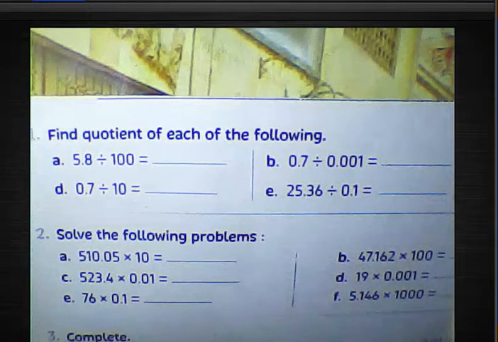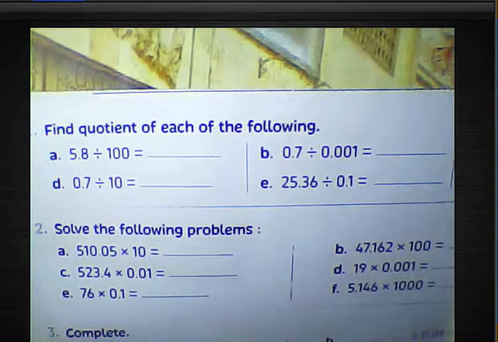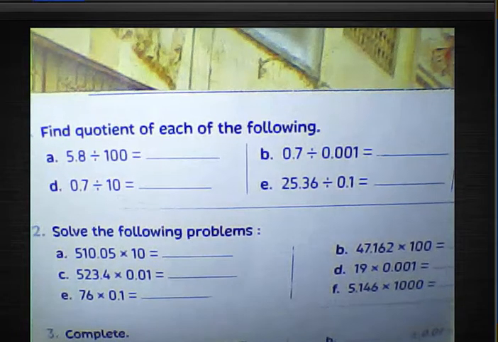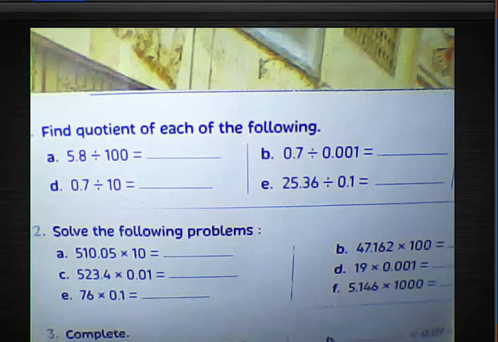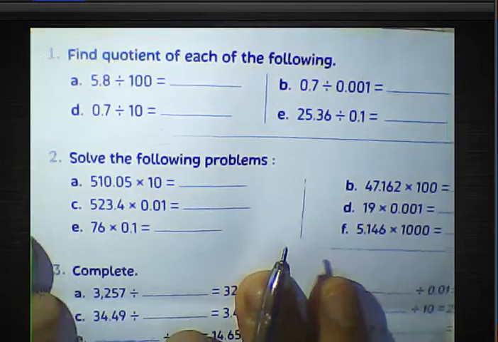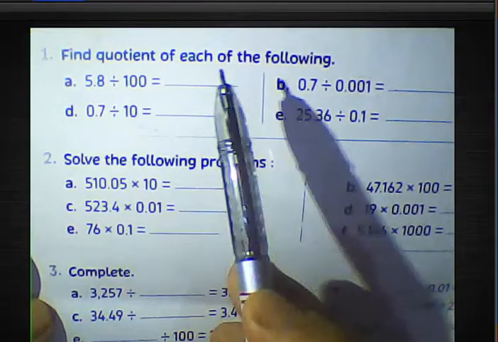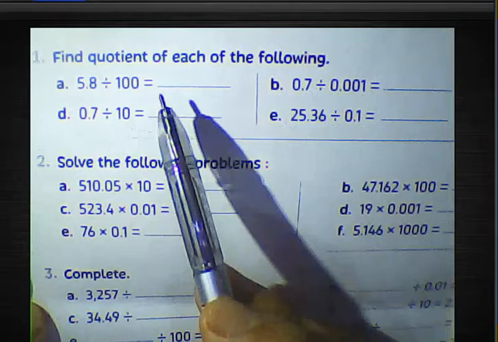Today we will complete our questions from the المعاصر book. Now we will solve questions about division and multiplication, okay? Question number 1, look with me here. Find the quotient of each of the following. We want to find the quotient.